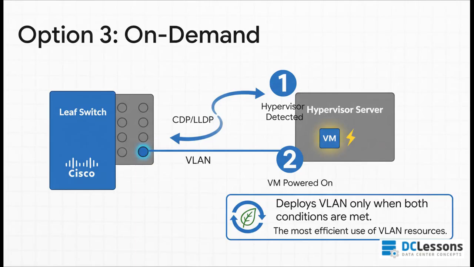And finally, there's on-demand, which is by far the most efficient of the bunch. This one has a two-step trigger. First, just like immediate mode, it has to detect a hypervisor on the port using CDP or LLDP. But, and this is the big difference, it then waits for a second thing to happen. At least one VM has to actually be powered on and connected to that port group. Only when both of those conditions are true does ACI finally deploy the VLAN. This is the absolute best for conserving your VLAN resources.